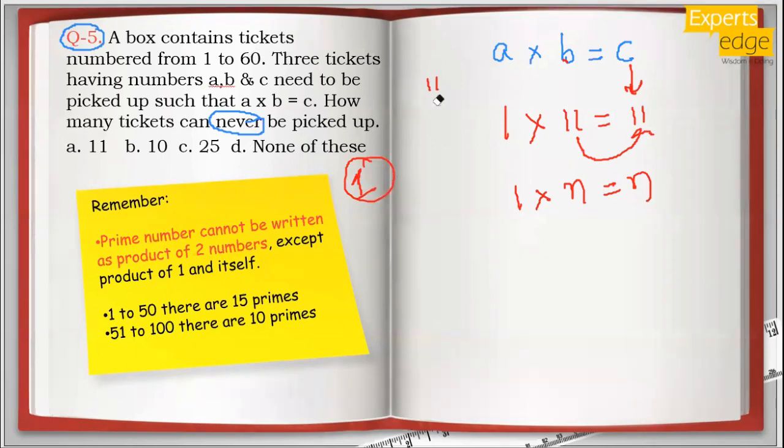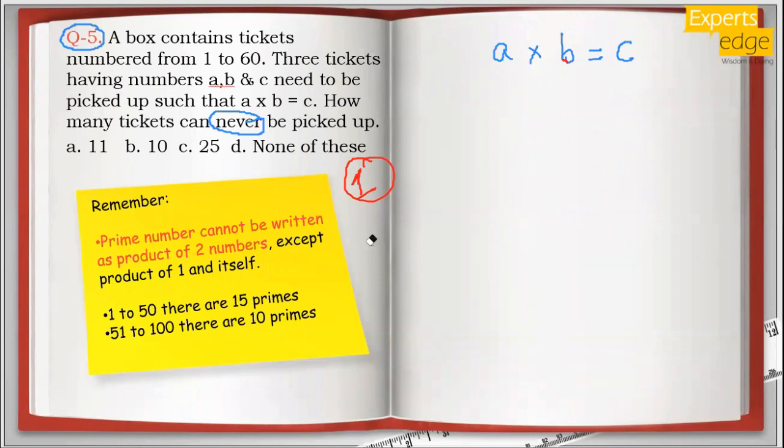Now, is 11 never possible? No, 11 is possible. How? If I try to pick up 11 among A and B, and this is 11, what is the lowest other ticket I can pick up? I know I cannot pick up 1. The lowest ticket which I can pick along with 11 is 2. So that is 22. So this can be possible, right? But he's asking which can never be picked up.